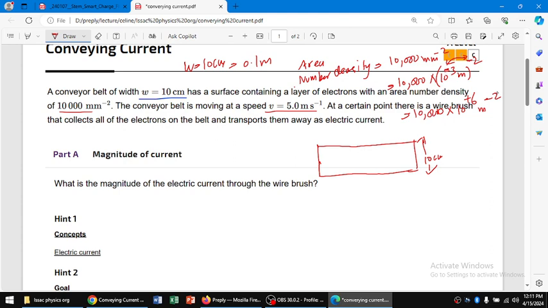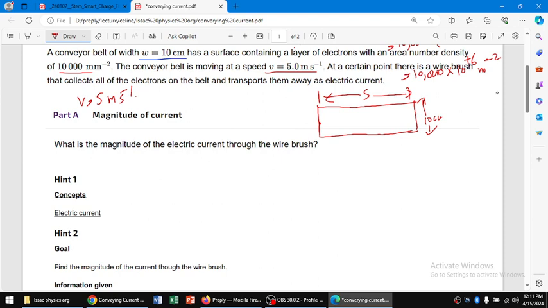Okay, the speed of the conveyor belt is given. The speed v is 5 meter per second. So if speed is given, then we can estimate the distance s by using this speed. First we calculate for the surface area, because we want to find the magnitude of current. So in order to find the current, first we solve for the surface area.